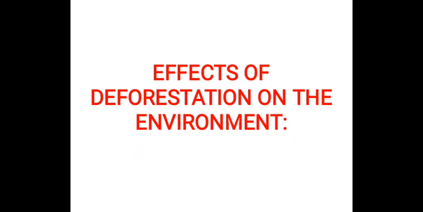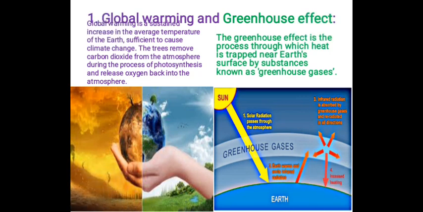Let's look at effects of deforestation on the environment. First one is global warming and greenhouse effect. What is global warming? Global warming is a sustained increase in the average temperature of the earth sufficient to cause climate change. The trees remove carbon dioxide from the atmosphere during the process of photosynthesis and release oxygen back into the atmosphere. Whereas the greenhouse effect is the process through which heat is trapped near the Earth's surface by substances known as greenhouse gases.